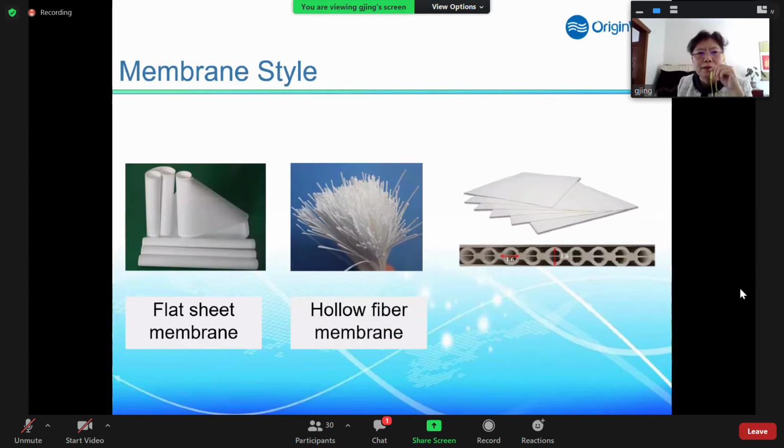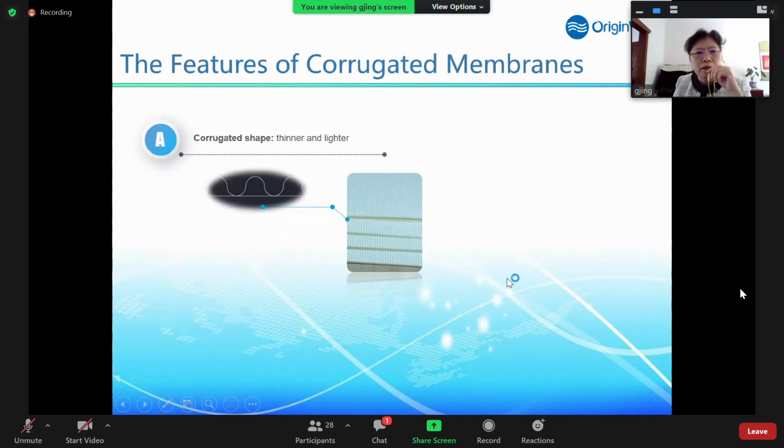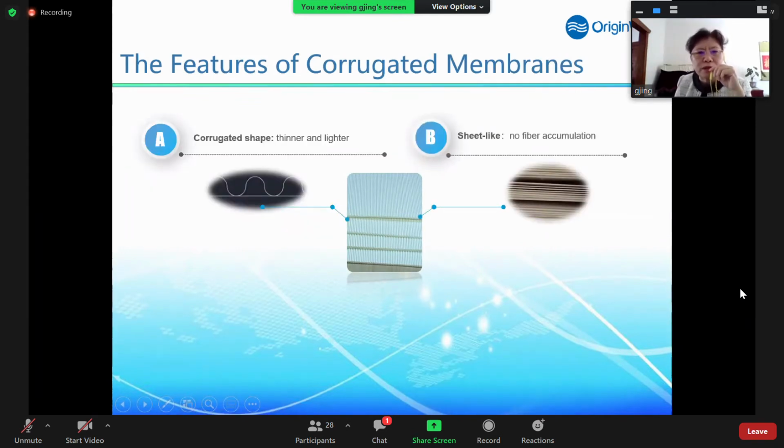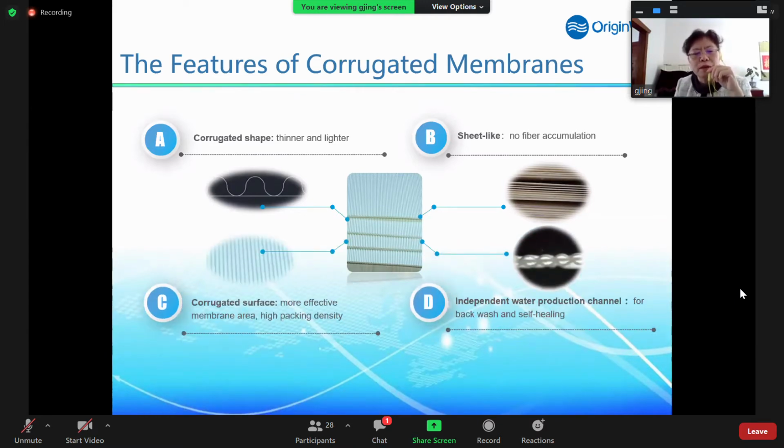And we also developed new membrane styles. From the initial flat sheet and hollow fiber, we have now developed the corrugated membrane style. I talked about this one before: this kind of membrane can combine the advantages of flat sheet and hollow fiber membranes, and make sure of operation at high flux, and it can also withstand membrane fouling.